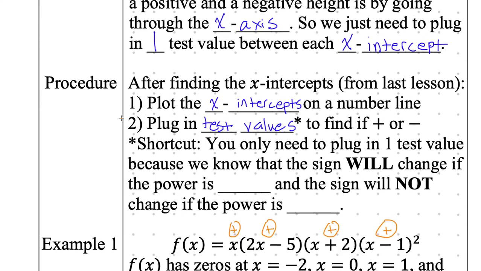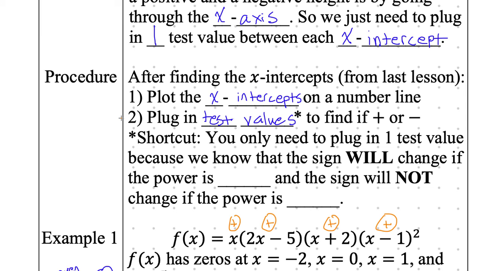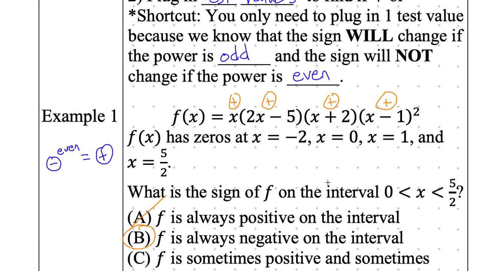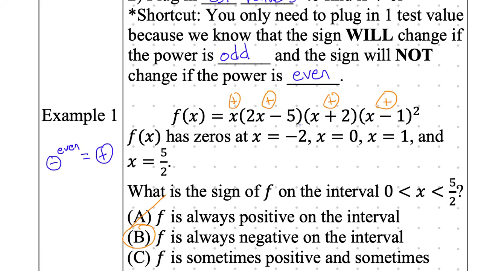The shortcut. You only need to plug in 1 test value because we know that the sign will change if the power is odd. And the sign will not change if the power is even. For example, if I come down here, this -2 has an odd power because it came from this linear factor. So I can say that has an odd multiplicity, which we will learn a little bit more tomorrow. It has an odd multiplicity.